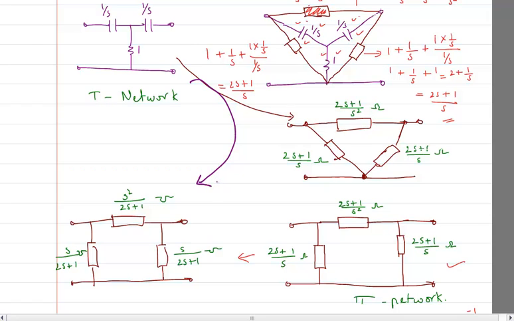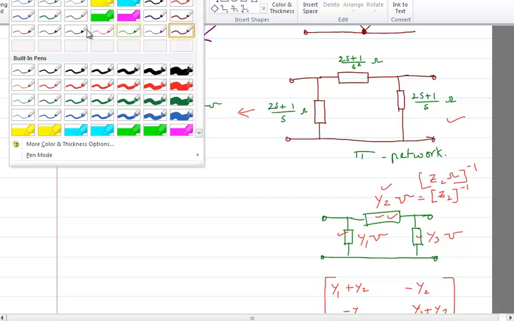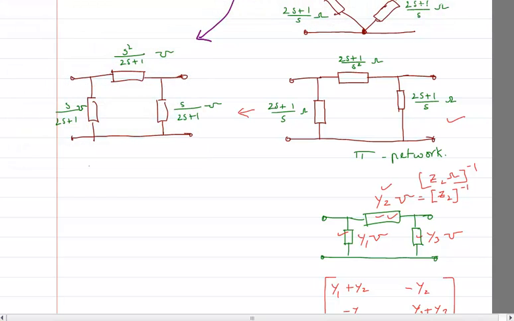Now, when you practice like this and you get like this, you can directly write the y parameter. So now let me write the y parameter. The first one in this corner will be the addition of these two, which is s divided by 2s plus 1 plus s square divided by 2s plus 1.